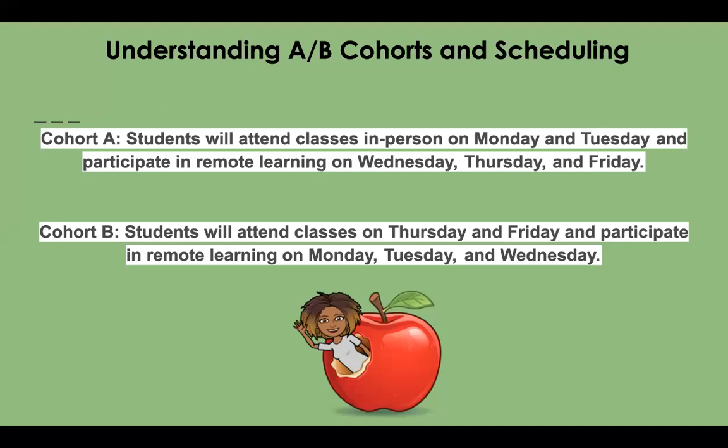Let's look at understanding A, B cohorts and scheduling. Cohort A students will attend classes in person on Monday and Tuesday and participate in remote learning on Wednesday, Thursday, and Friday. Cohort B students will attend classes on Thursday and Friday and participate in remote learning on Monday, Tuesday, and Wednesday.